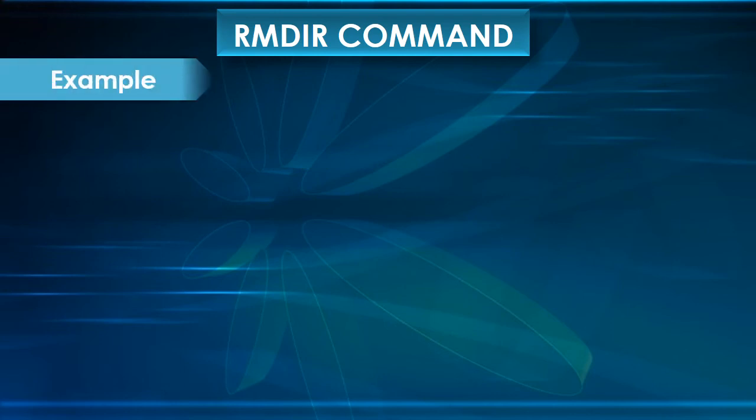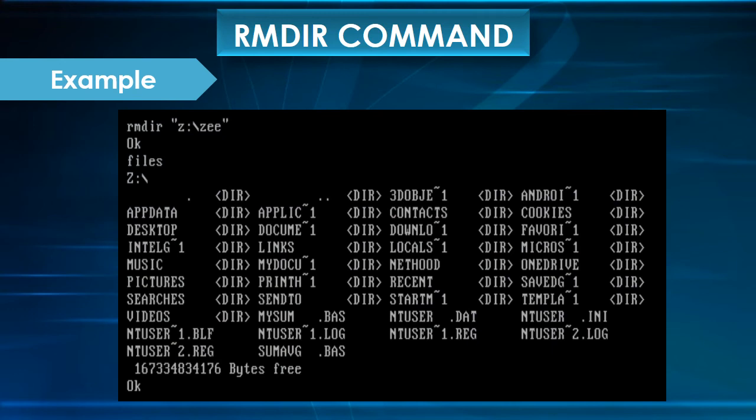To remove or delete the freshly created directory ZEE from the Z drive, I have applied the following command: RMDIR z:\ZEE. It will permanently delete or remove the directory ZEE from the current working directory. You can apply the FILES command to find it. Pause the video and find it. You will not, I'm sure.